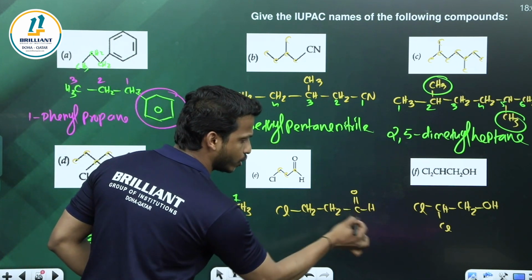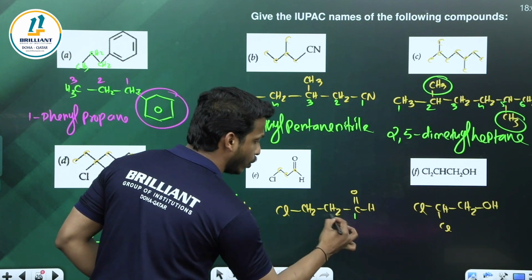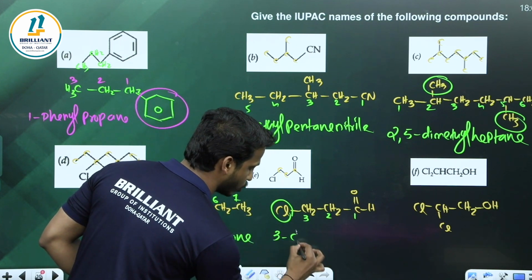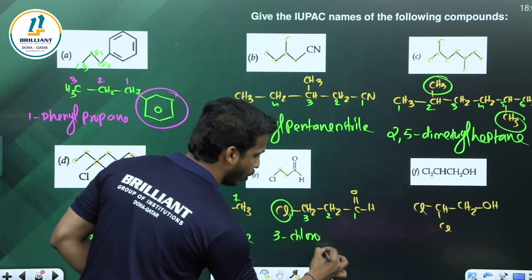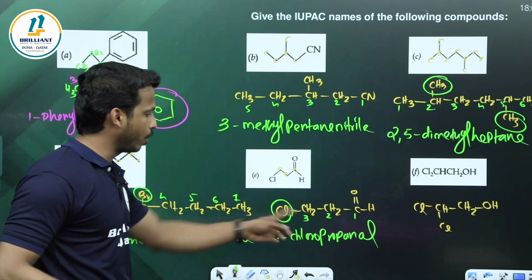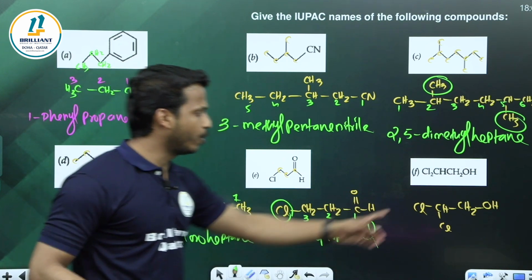Here aldehyde, you know, CHO is called aldehyde. So the main group is aldehyde here, and third position one chlorine is there. So what is the name? 3-chloro, 3 carbon aldehyde, what we call propanal. 3-chloropropanal.